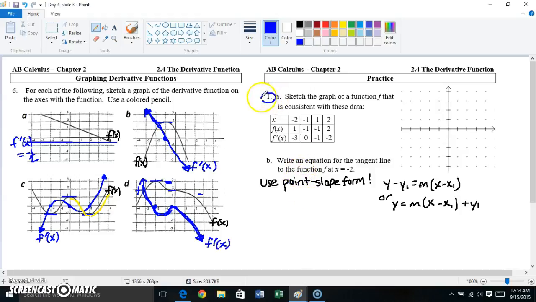Practice. Sketch the graph of a function that is consistent with this data. So first of all, in the first 2 rows, we're just looking at an xy ordered pair. So we can plot those points. At negative 2, we're going to be at positive 1. At negative 1, the graph is at negative 1. At positive 1, the graph is at negative 1. And at positive 2, the graph is at 2.